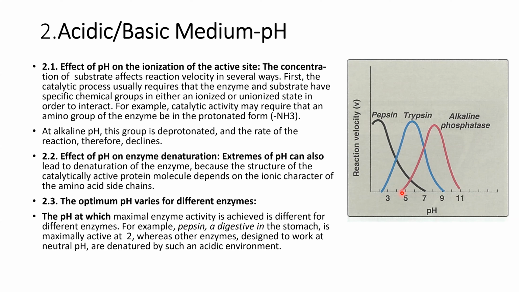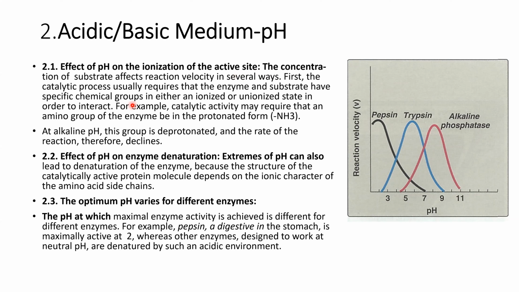The effect of pH, first, is on the ionization of the active site. What the active site is, just to revise it, is basically the functional area, the functional site, or you can say the pocket from which an enzyme shows its activity. So this is the catalytic part of the enzyme, right?